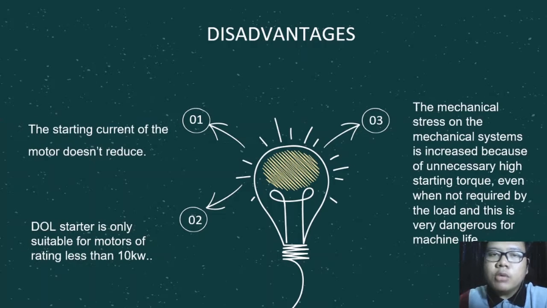Okay, the last point is the disadvantages of DOL. The starting current of the motor is not reduced. The DOL starter is only suitable for motors rated less than 10 kilowatts. It cannot be used for motors of 10 kilowatts and above. The mechanical stress on the mechanical system is increased because of unnecessarily high starting torque, even when not required by the load, and this is very dangerous for machine life.